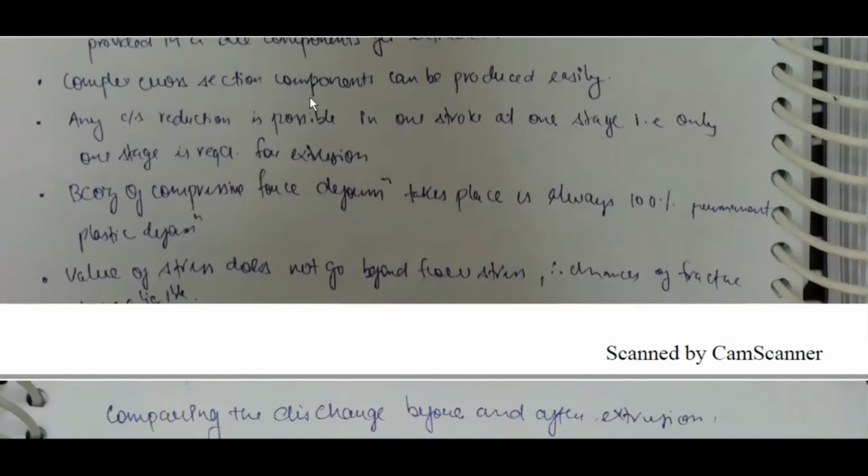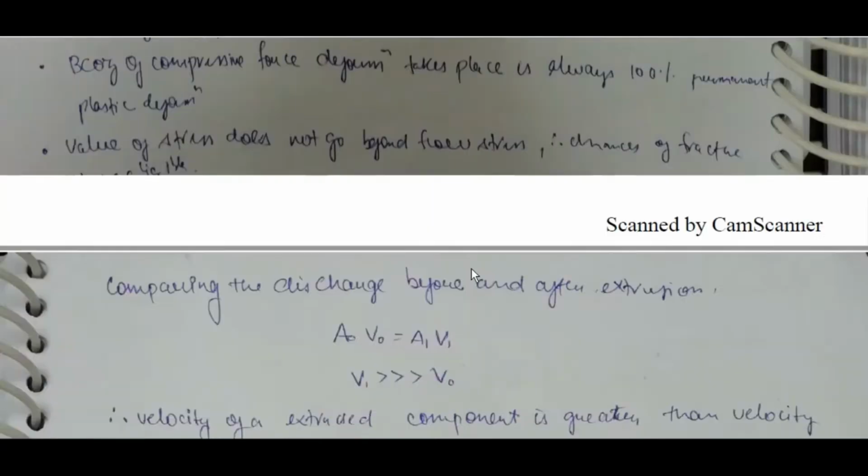Complex cross-section components can be produced easily. Any cross-section reduction is possible in one stroke, that is, only one stage is required for extrusion. Because of compressive force, the deformation that takes place is always 100% permanent plastic deformation. The value of stress does not go beyond flow stress. Chances of fracture are negligible.